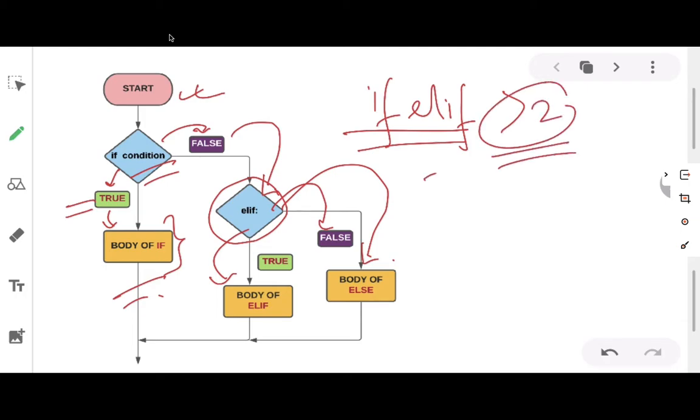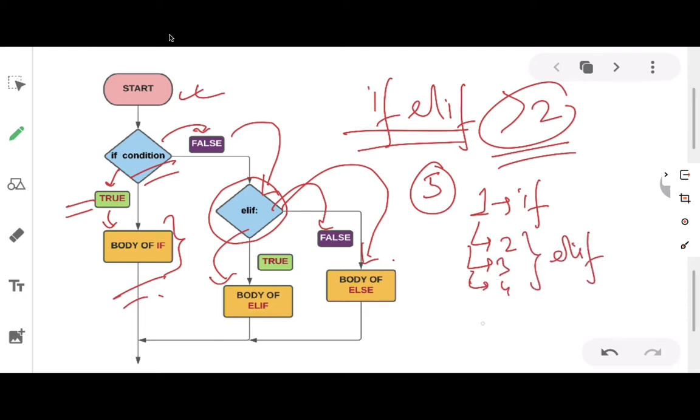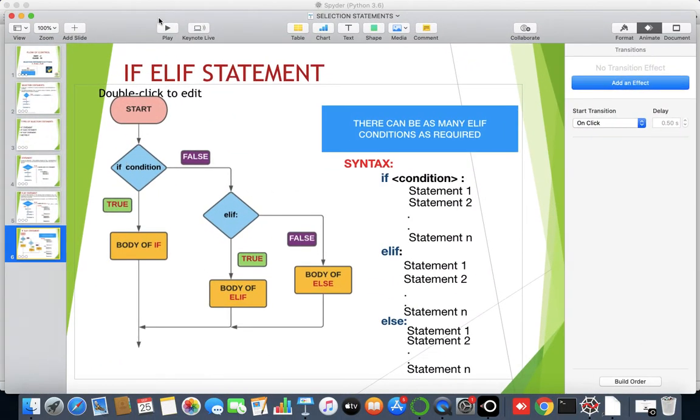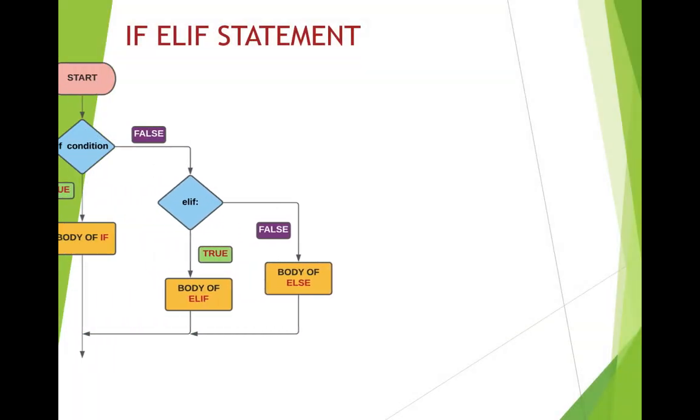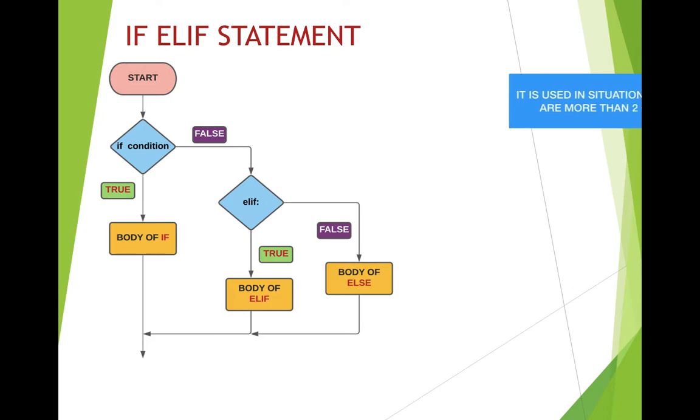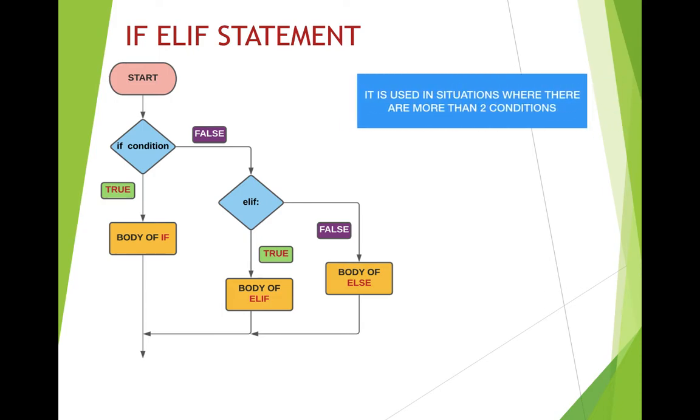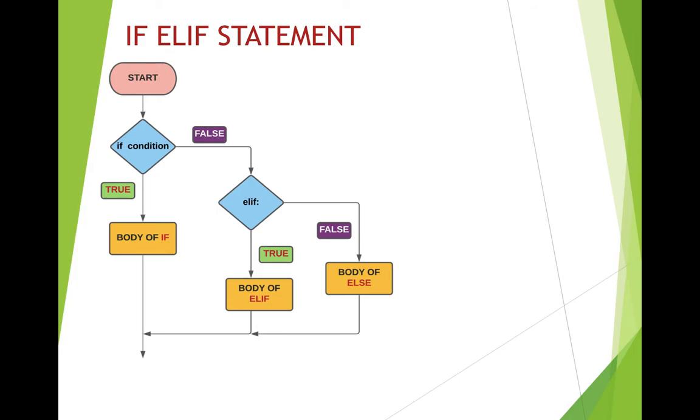Okay, so let's say there are 5 conditions. So in the first condition, we'll have to write if. In the second, third and fourth, we have to write elif, and in the last condition, that is the 5th condition, we have to write else. So in this way, the if-elif selection statement is implemented. So this is the flow chart for that purpose. So it is used in situations where there are more than 2 conditions. In case of more than 2 conditions, we'll use the if-elif statements.